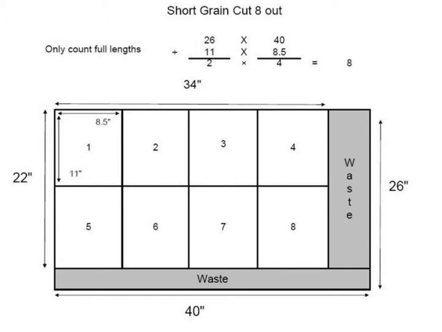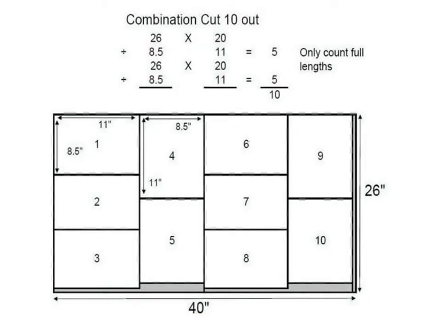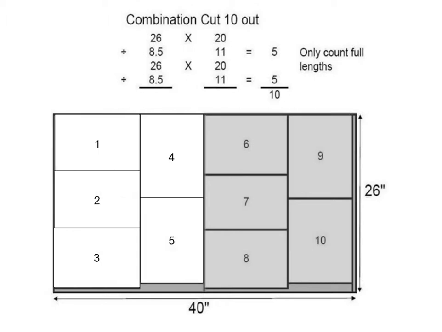The example in this diagram shows the same parent size sheet cut to 8.5 by 11 with a short grain. As you can see, we have a yield of 8 out. This diagram shows a combination cut. Notice that if we cut the 40-inch length in half, we're able to get 5 pieces out of each side for the combination cut. Also notice that we have 6 long grain pieces and 4 short grain pieces for the combination cut.